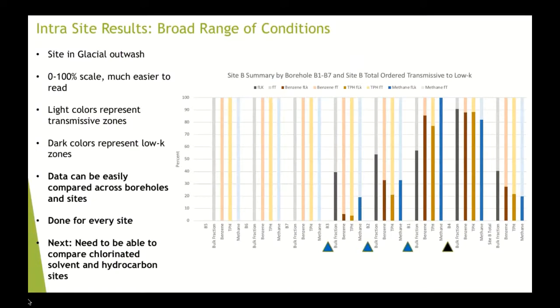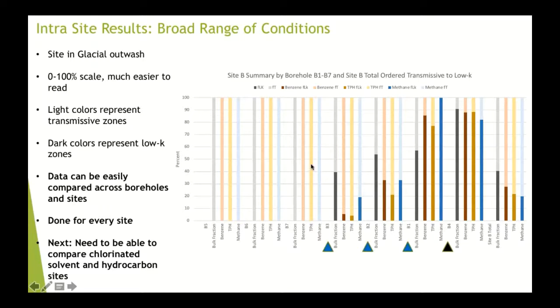Here we have a graphic for the previous equations. It is the percent mass of contaminant in place for each borehole at site B, which is located in glacial outwash. It is on a 0 to 100% scale. There is a very broad range of results. Lighter colors represent transmissive zones. You'll notice here that these 3 boreholes were all found to be completely transmissive over their sampled intervals.